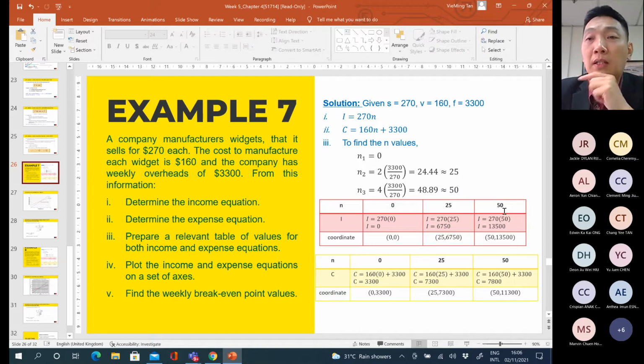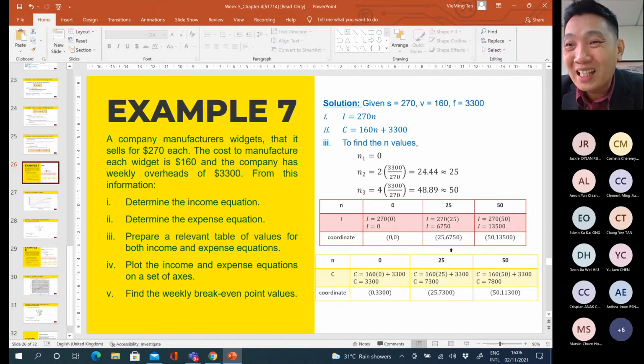Then the next step is to identify the I when the X is equal to 0. So when the N is equal to 0, the I will be 270 multiplied by 0, so you get 0. So the first coordinate is 0, 0 for the income equation. How about the second coordinate? When N is 25, the I is 6750. So this will be the second coordinate. The third point for the income is when X is 50, Y will be equal to this number.